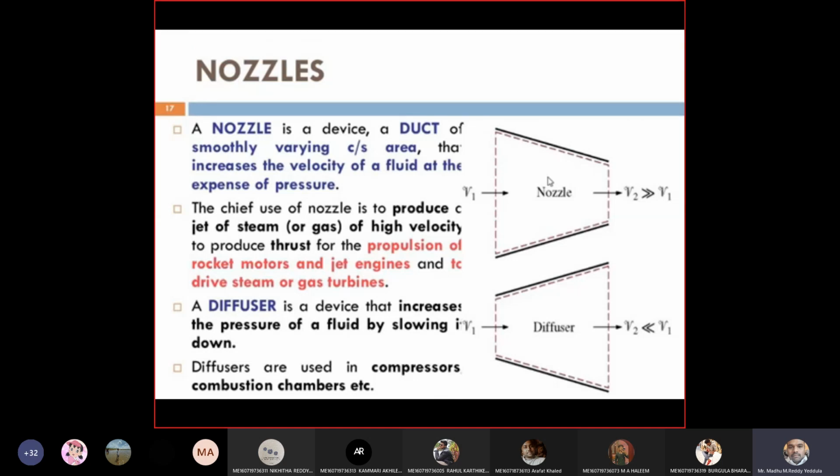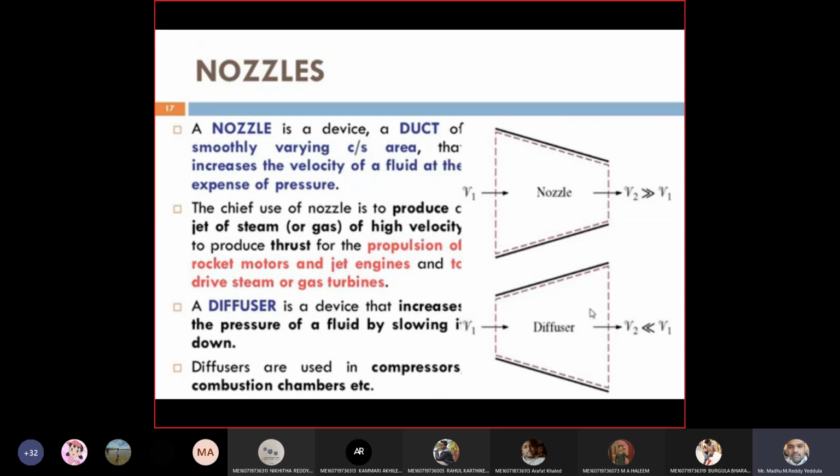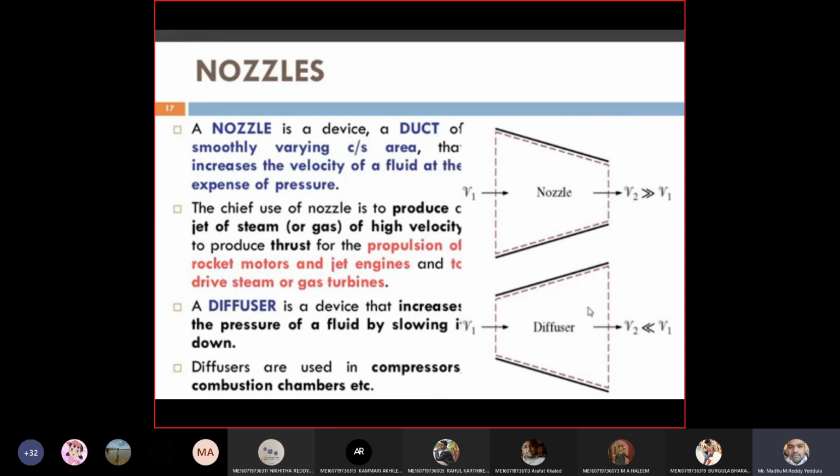The reverse of the nozzle is the diffuser. In the diffuser, the area keeps on increasing. When area increases, it is used to increase the pressure by decreasing its velocity. Diffusers are used in compressors, combustion chambers, etc. So nozzle and diffuser are quite opposite to each other. In the nozzle, the area is always decreasing. In the diffuser, the area is always increasing. Always the final velocity of the nozzle is much more than the initial velocity, and the final velocity of the diffuser is always less than the initial velocity. Here the pressure drop takes place in the nozzle. Pressure is going to increase in the diffuser.